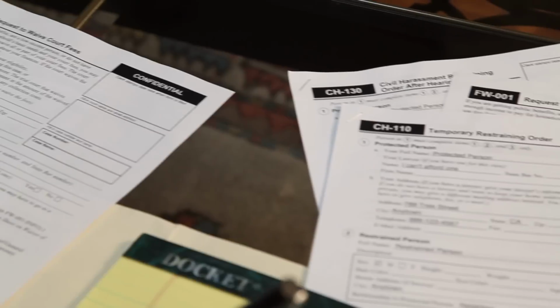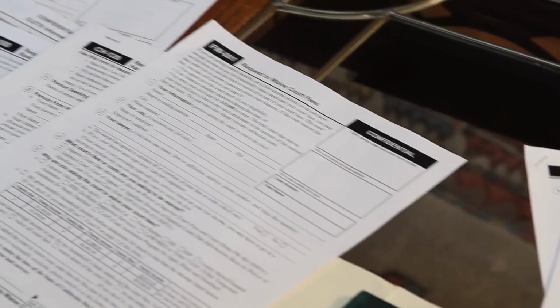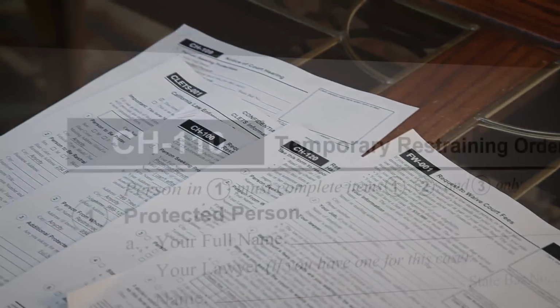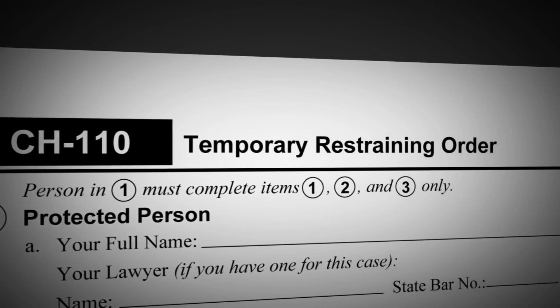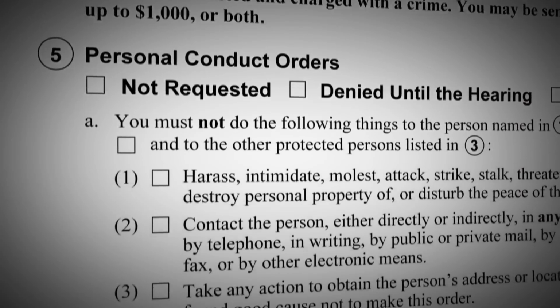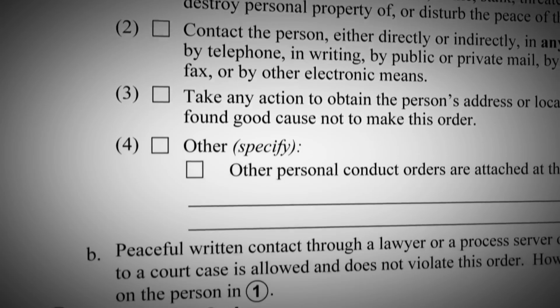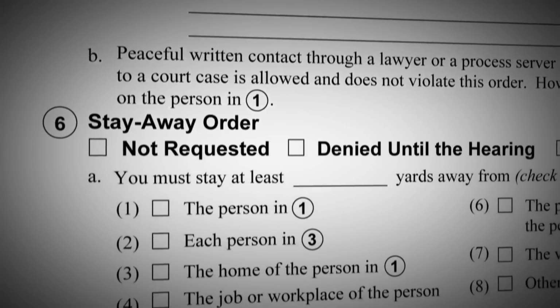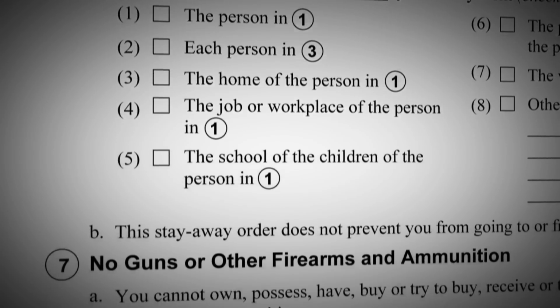If someone has asked the court for civil harassment restraining orders against you, carefully read all the papers you receive. If you can't read the papers, have someone read them to you. If you receive Form CH-110, Temporary Restraining Order, you must obey all the terms of that order. Otherwise, you can be arrested, put in jail, and fined.